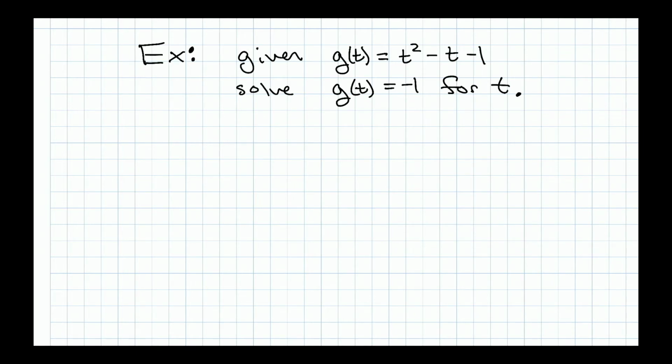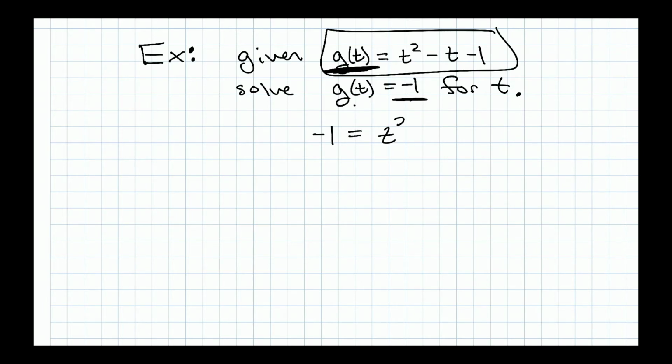Now this would be a much easier problem if g of t here was a line, but instead it's a parabola, right? Because it's second degree. But that's fine. We can solve a second degree equation. You've done it before, I'm sure. If g of t is -1, you replace the g of t with -1, and you get -1 equals t squared minus t minus 1.